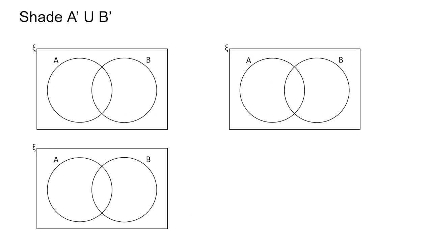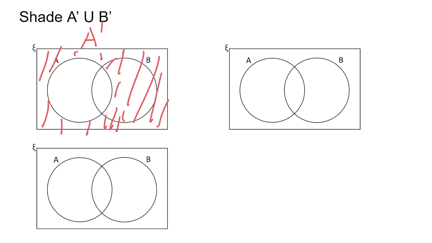Here we have shade A complement union B complement. So what I would recommend, at least to start, is to shade each bit by bit and then combine them at the end. So first shade A complement, which is everything that's not in A here. And then you need B complement, which is just everything that's not in B.